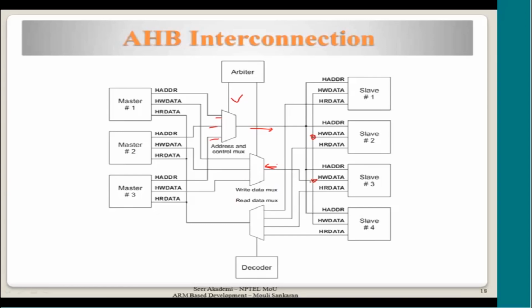Only one of the slaves will be driving, because based on the address, one of the slaves will respond, and then it will be given to the particular master. This multiplexer takes care of choosing the particular master based on the grant given by the arbiter. And then the decoder decodes the data coming in, and it is given to the particular master. This is the read data mux. So this is how the interface works between the set of slaves and the set of masters in the AHB bus. I hope this is clear to you.